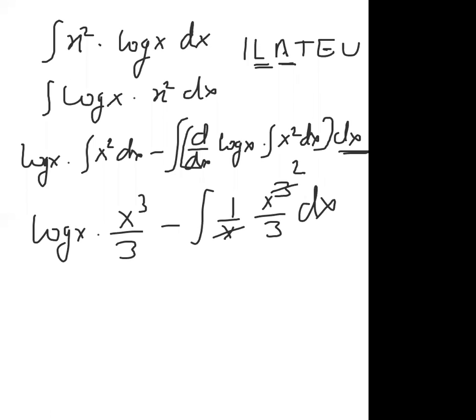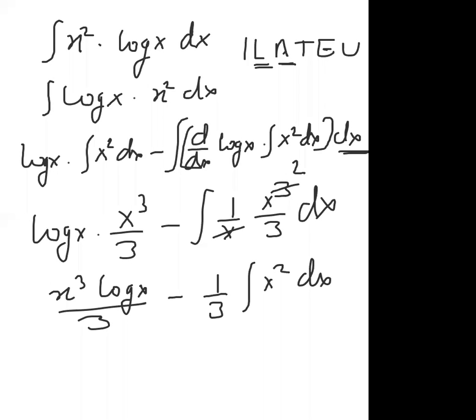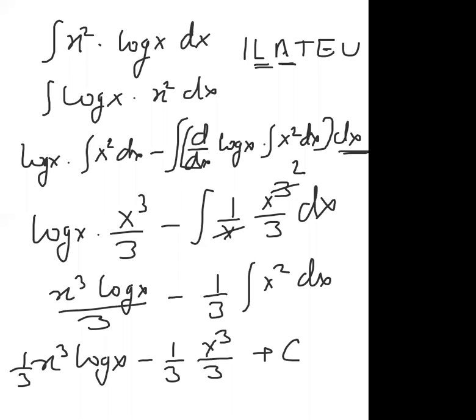It will become x square. x cube log x upon 3 minus 1 by 3, I am taking separate, x square dx. x cube log x by 3 minus 1 by 3 times the integral of x square, which will be x cube by 3, plus c. This could be written as 9 also. So this will be the answer for the question.